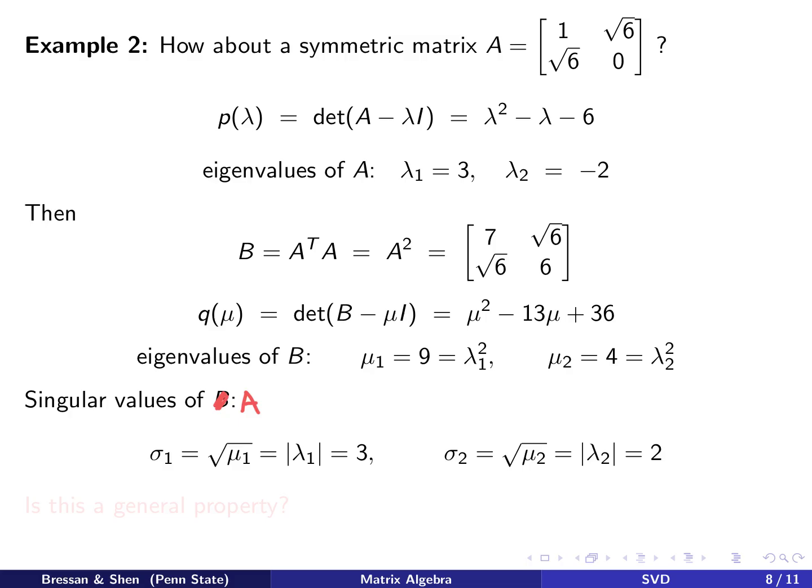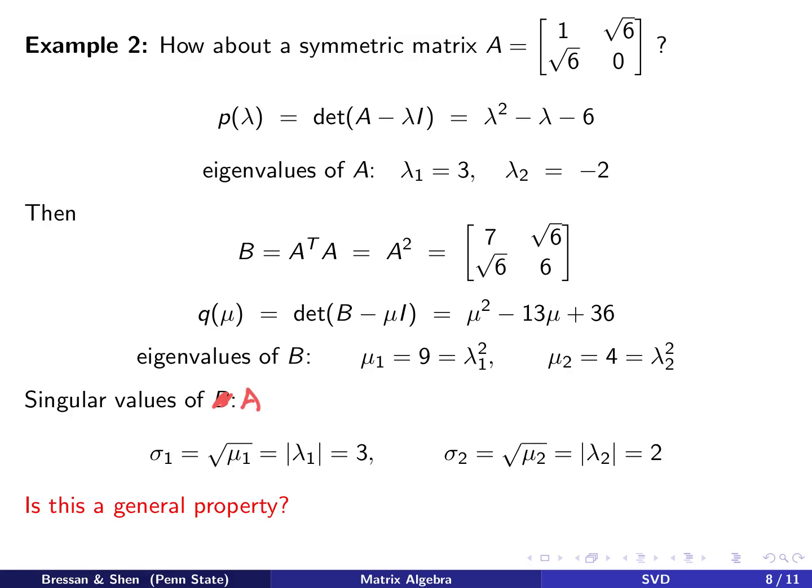So now we can find the singular values of A, which will be the square root of the eigenvalues of B. So sigma 1 would be the square root of mu1, which we see is the absolute value of lambda 1, which is 3. And then sigma 2 will be the square root of mu2, which is the absolute value of lambda 2 equals 2. So here we see that for a symmetric matrix, the singular values are the absolute values of the eigenvalues of the matrix A.